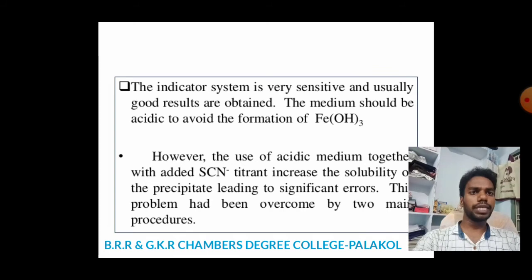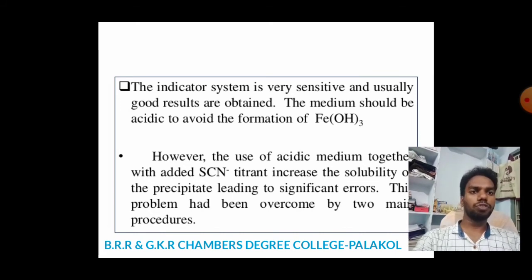So Ag+ ions and Fe3+ ions are reacting with thiocyanate, but first all Ag+ ions are consumed. All Ag+ ions react with thiocyanate, forming AgSCN, that is, silver thiocyanate, because of its low solubility product. First all Ag+ ions are consumed by forming AgSCN, silver thiocyanate, right?